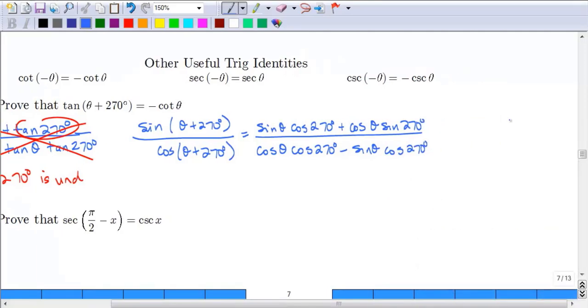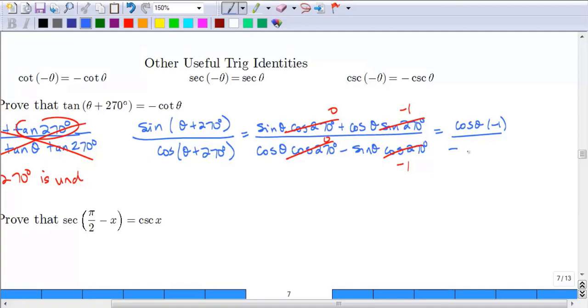And again, we know some things about cosine and sine at 270, or 3 pi over 2, whichever way you want to look at it. Cosine of 270 is going to be 0, and sine of 270 is going to be -1. So this ends up simplifying, because this whole first term then is going to be 0. We just end up with cosine of theta times -1, and in the denominator we've got negative out here. Again, this whole first piece is 0.